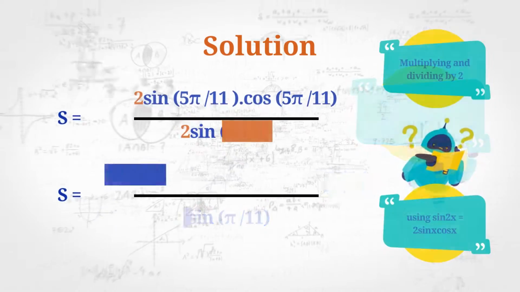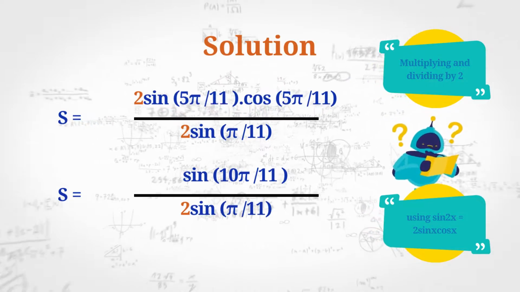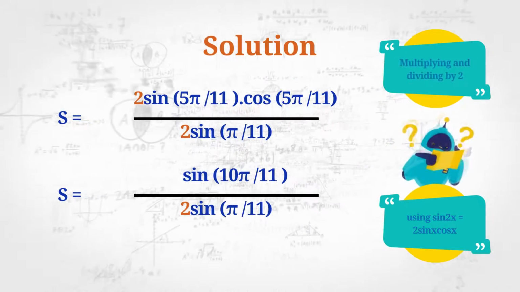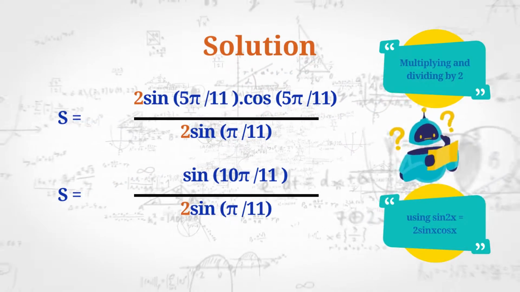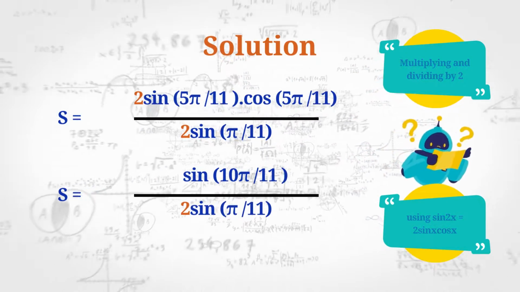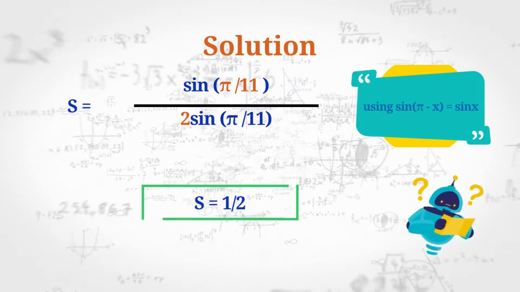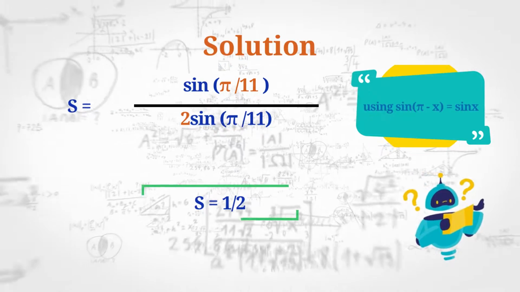By plugging in these values, we'll get the value of S, and now multiplying and dividing by 2 and applying the formula sin 2x, we get S equals sin 10 pi over 11 divided by 2 times sin pi over 11. Now by using sin(pi minus x) equals sin x, we arrive at S equals 1 over 2.